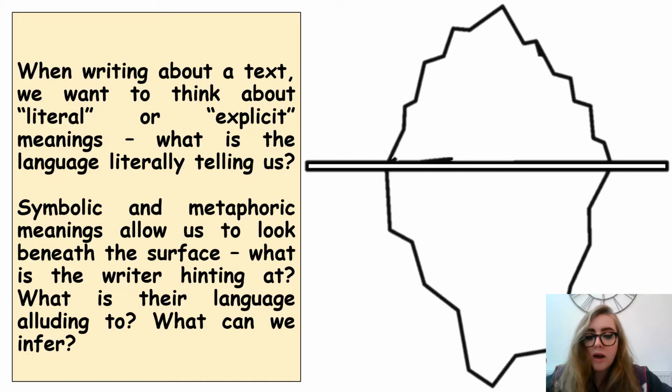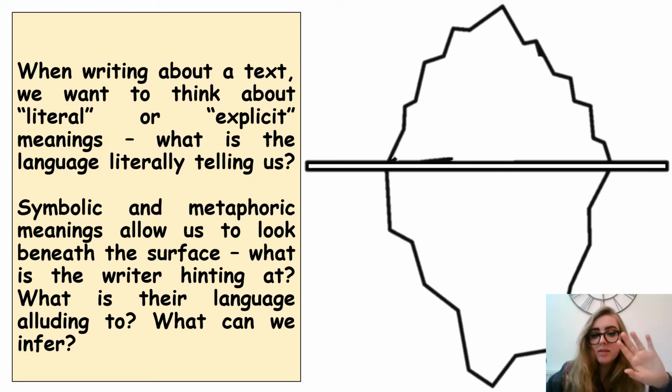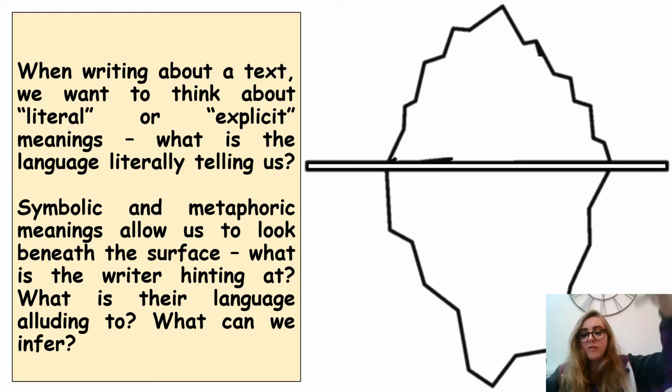So one way that I talk about this is through iceberg analysis that I'm going to show you at the end of the video for you to have a go at. At the surface level, there's these literal meanings. Underneath that, there's these hidden depths, these implicit meanings. But above the surface is explicit.